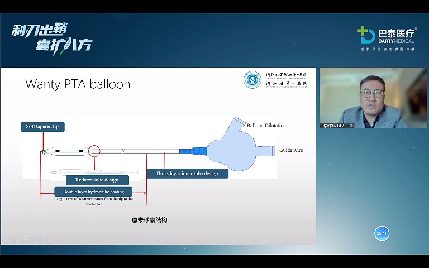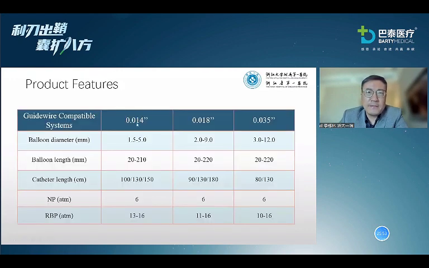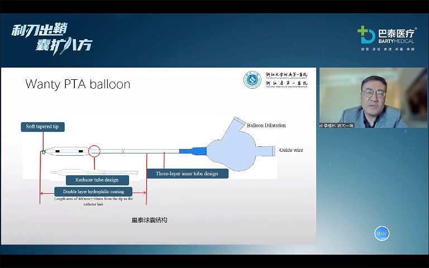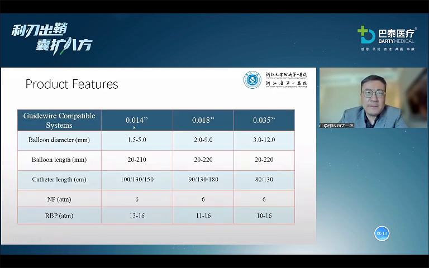Actually, the tip is very special, and you can see the matchability with the lumen is very good, and the ramp is very good, and I feel that the crossability is very good.